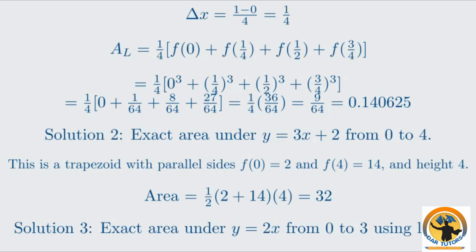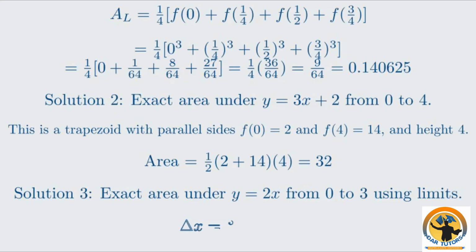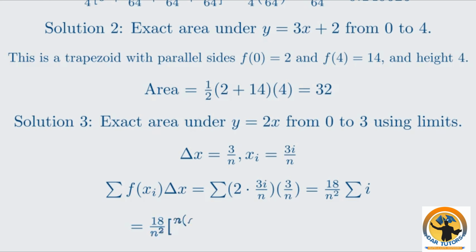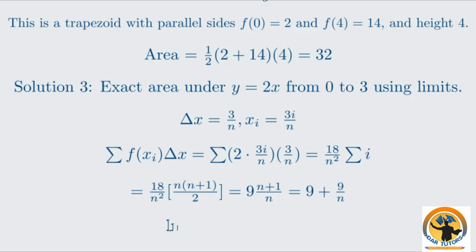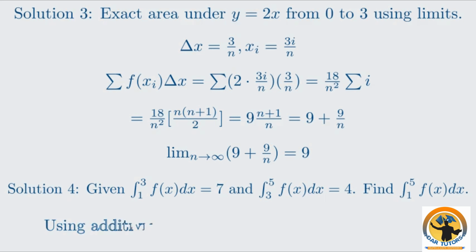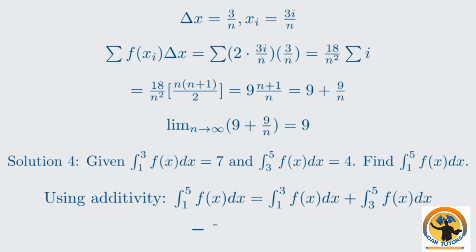For question 3, we use the limit definition for y equals 2x from 0 to 3. Delta x is 3 over n, and x sub i is 3i over n. The Riemann sum simplifies to 18 over n squared times the sum of i. Using the sum of i formula, n times n plus 1 over 2, we get 9 times n plus 1 over n. The limit as n approaches infinity is 9. For question 4, we use the additivity property. The integral from 1 to 5 is the sum of the integral from 1 to 3 and the integral from 3 to 5. Adding the given values, 7 plus 4 gives 11.